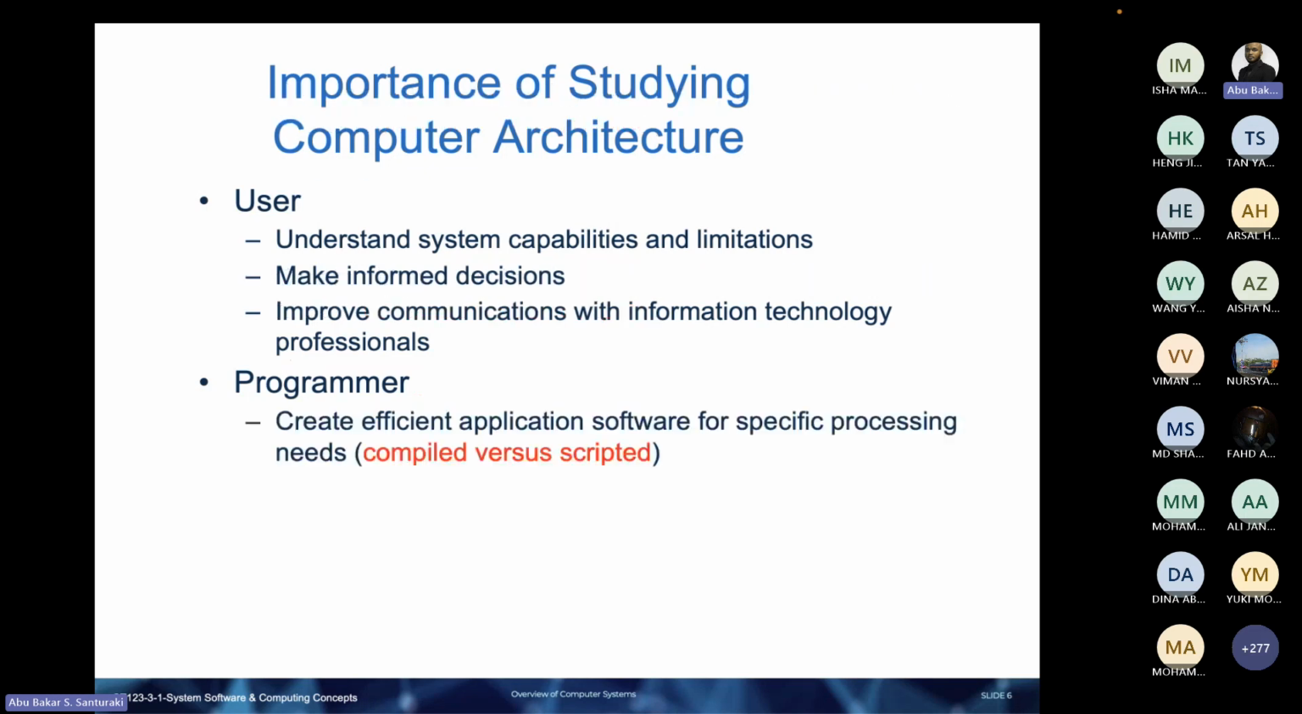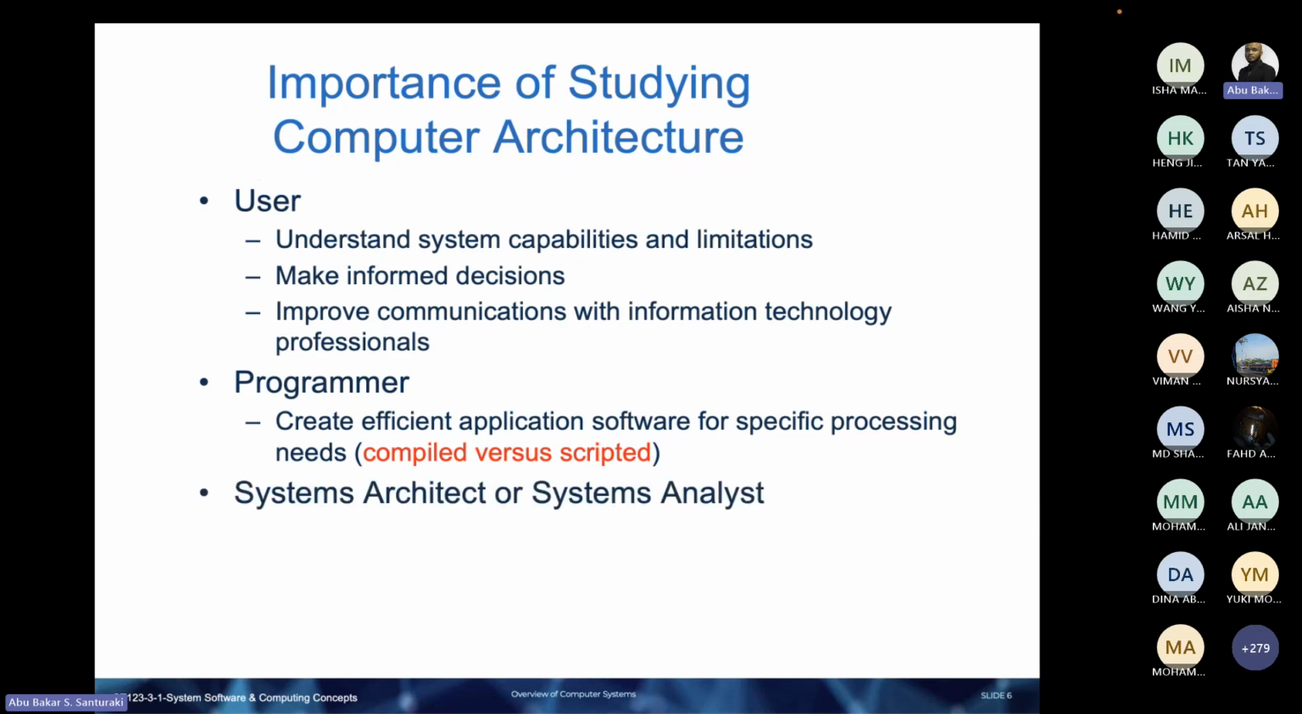So understanding computer architecture helps the programmer create efficient application software for specific processing needs. If it's an application you're going to be building for a specific use case with a specific set of devices, you need to understand the architecture of the device. If it's for generic devices, then you have to build your applications in such a way that they will be able to fit into these different device architectures.